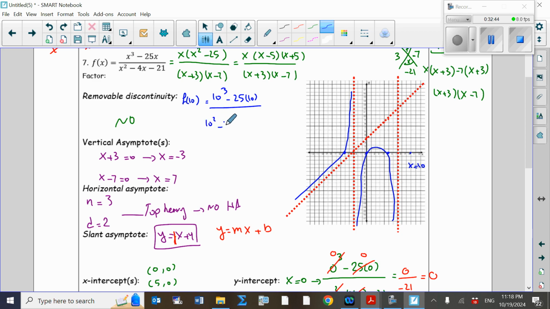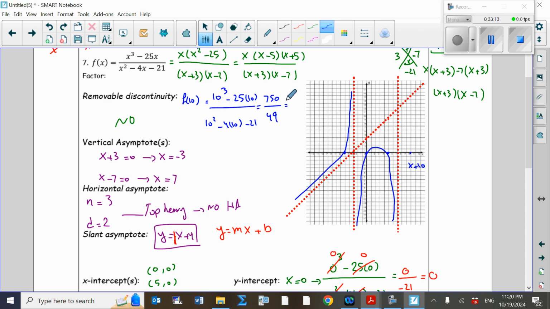10 squared minus 4 times 10 minus 21. Okay, 10 to the power of 3 is 1000 minus 25 times 10 is 250. So the top will be 750. The bottom: 100 minus 40 minus 21. That's going to be equal to, if I'm not mistaken, 49.